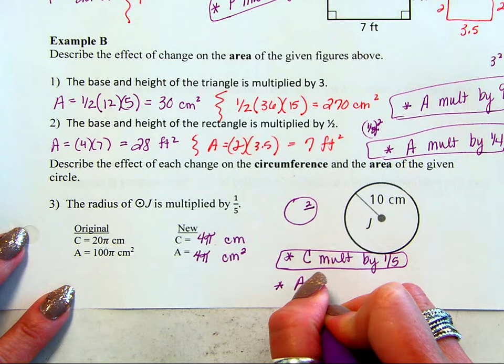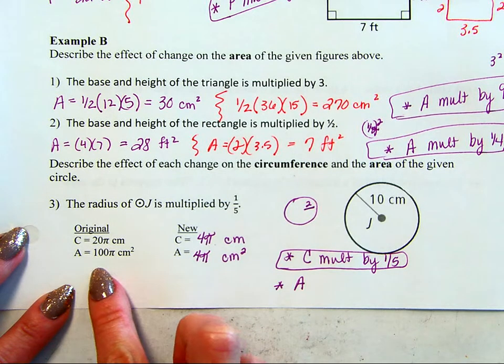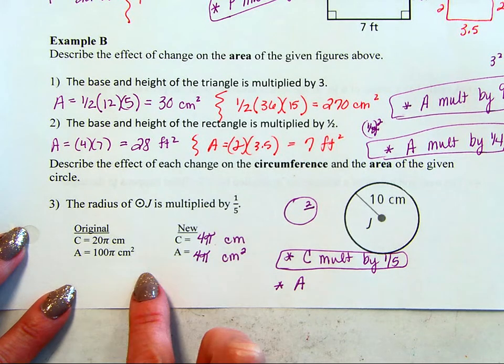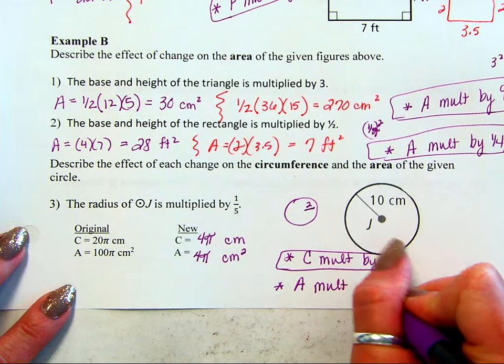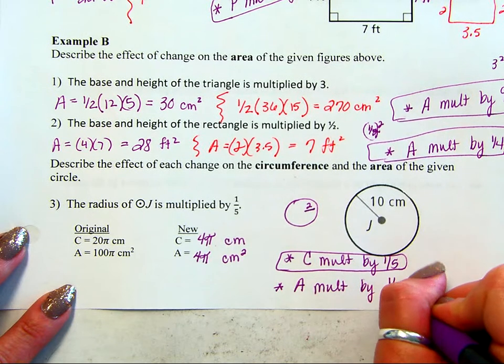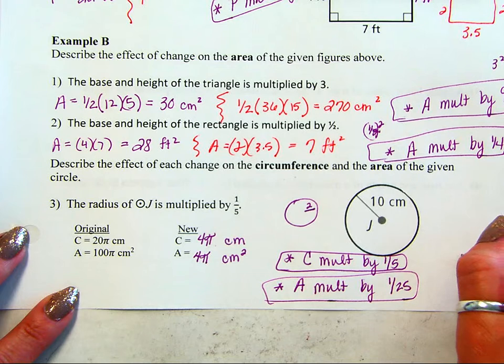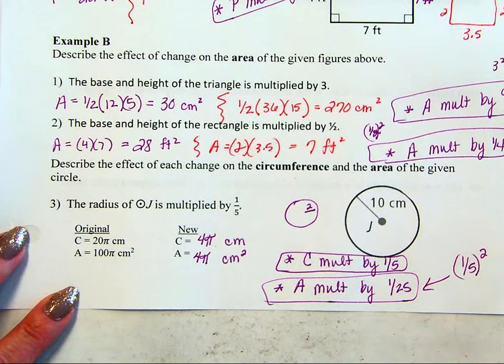The area, does the area multiply by 1/5? No, to go from 100 pi to 4 pi, when we divide 4 pi by 100 pi, you get 1/25. The area multiplies by 1/25. Why is it 1/25? Well, if you take 1/5 squared, that's what you get.